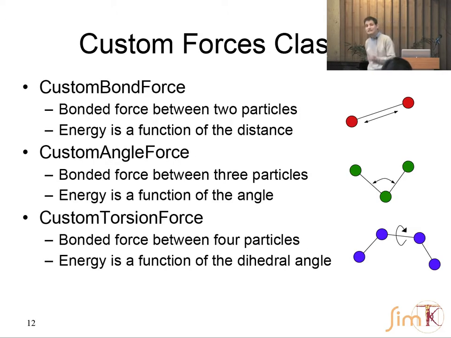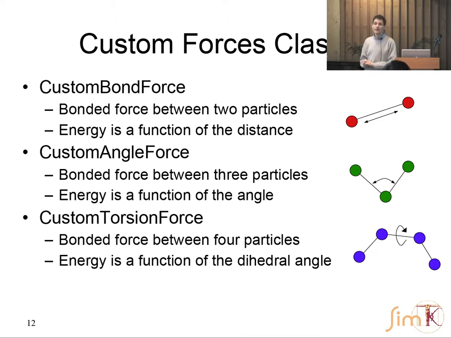In fact, we have many different types of custom forces, because each custom force is specific to a particular type of interaction. For example, we have custom bond force, which is a bonded interaction between two atoms, where the energy is a function of the distance between those two atoms. So just like harmonic bond force, except it doesn't have to be harmonic. It can be any functional form you want. Similarly, we have custom angle force, where the energy is a function of the angle formed by three particles. Custom torsion force is an interaction between four particles, and it's a function of the dihedral angle formed by those four atoms.